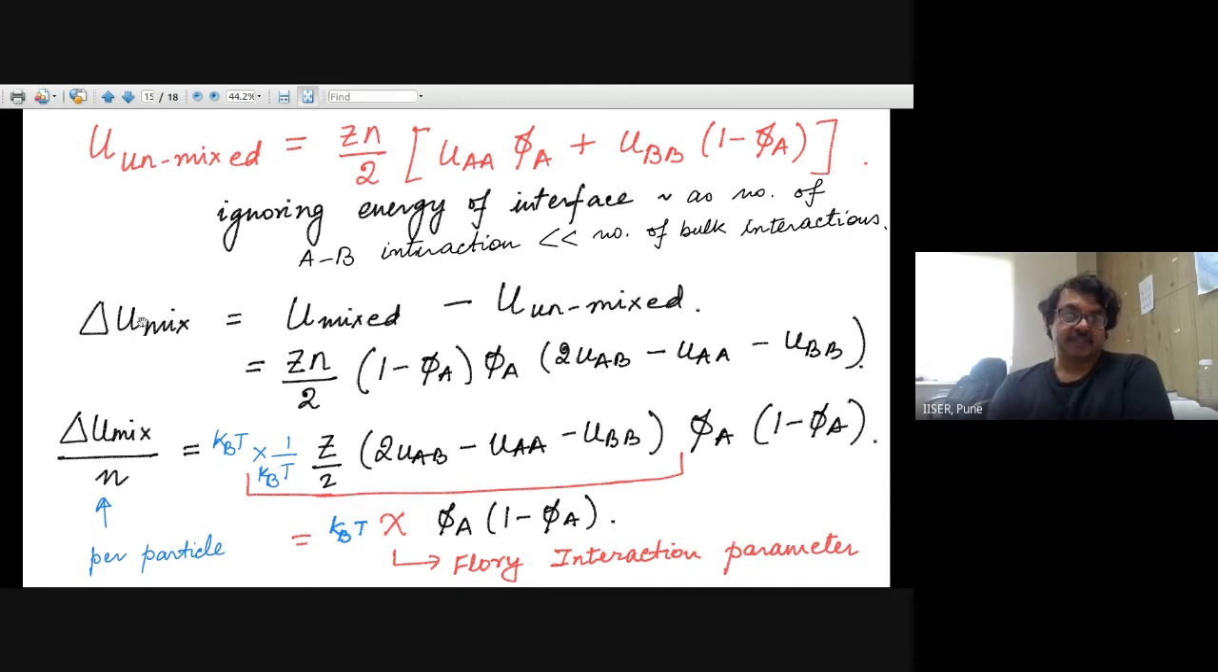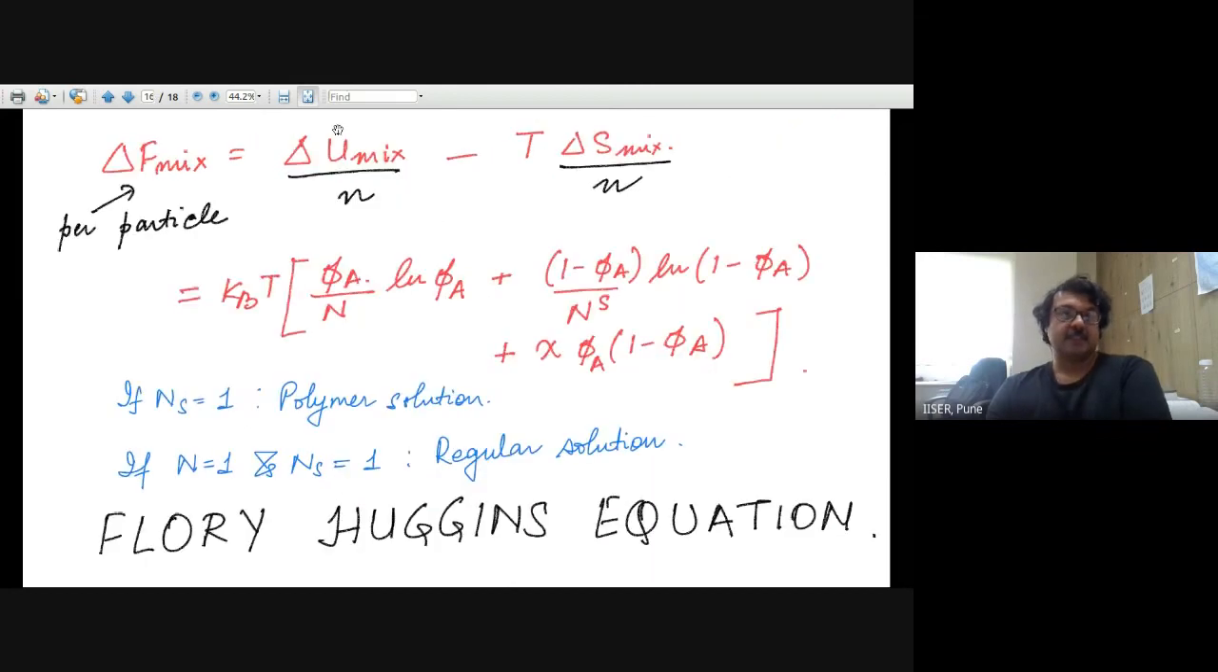So the interaction energy change, the internal energy change due to mixing, is U mixed minus U unmixed. Okay, and when you write this down, this is the one for unmixed.